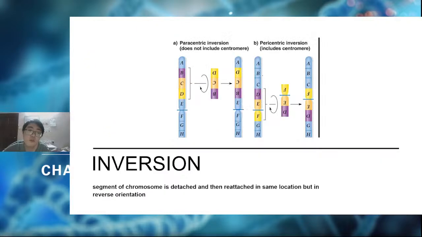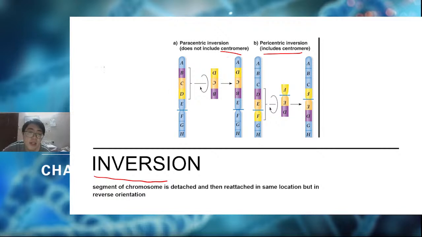So the first type of chromosome mutation is called inversion. Inversion means that a segment of the chromosome is detached and then reattached in the same location but in reverse orientation. So it is inverted, turned around. If you see this photo, there are 2 types of inversion, either it includes the centromere or it does not include the centromere.